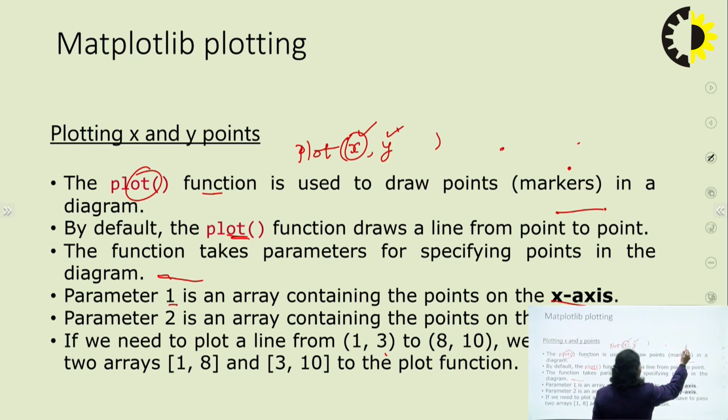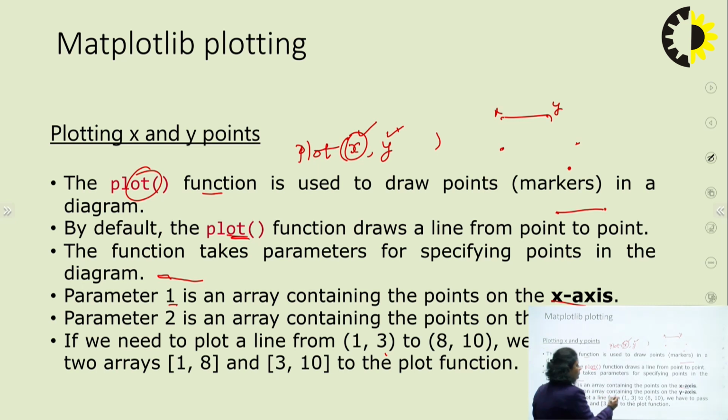first understand, if we have to plot a line, we know the 2 points, right? X point and y point. So, likewise, if we need to plot a line from 1 to 3, that is x-axis to y, to 8 to 10, we have to pass in two arrays, x and y. For the x points, we are going to use an x array, and for y, we are going to use a y array. In the x array, we are going to include the x points, and in the y array, we are going to include the y-axis points.